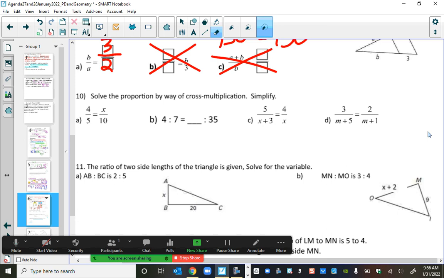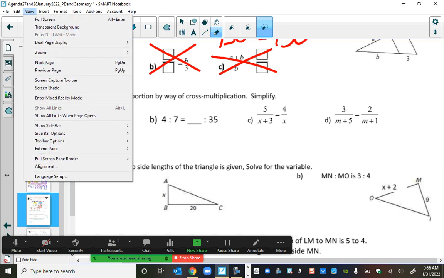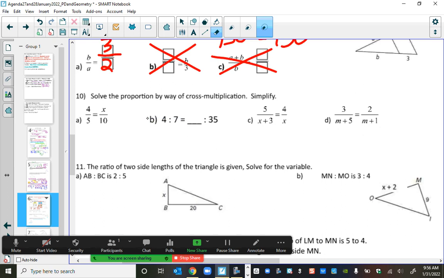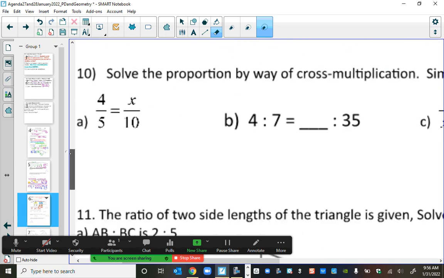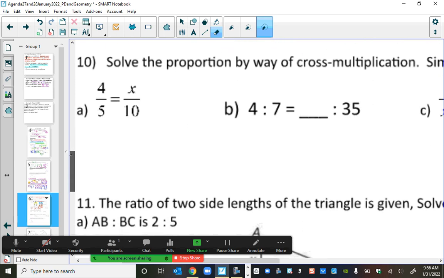Now the proportions, this is step 1. These types of problems, we're going to be dealing with off and on again between now and the end of the year. Do you have your notes from last class? All right.